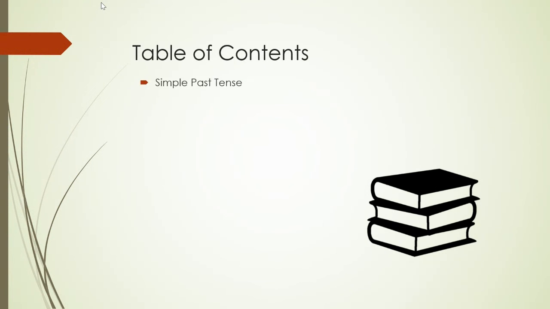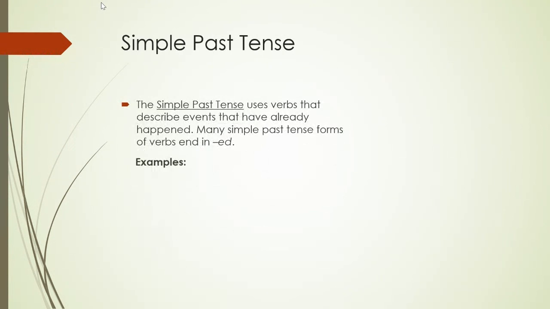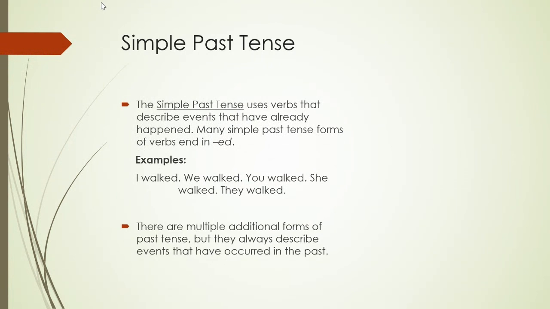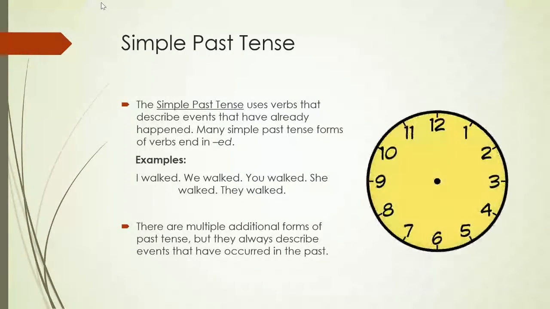Today we will first discuss the simple past tense, then we will talk about the simple present tense, simple future tense, then irregular verbs. First, we'll go into the simple past tense. The simple past tense, sometimes called a preterite, uses verbs that describe events that have already occurred.